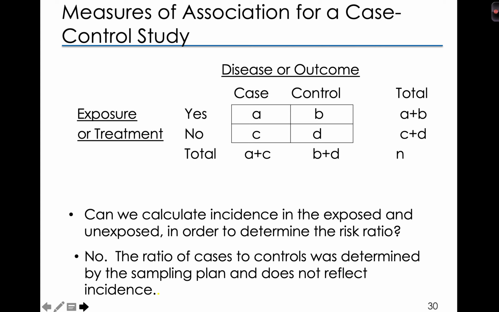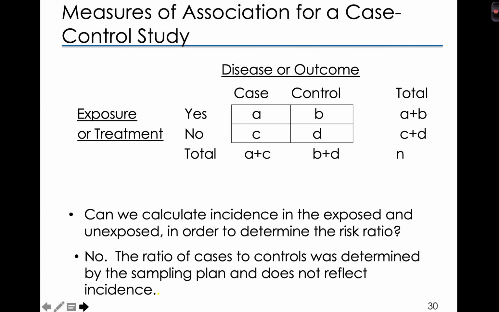So when we think about a case control study and we look at the same 2x2 table that we've thought about for cohort studies and randomized controlled trials, you can set up the four basic conditions for your study subjects in the same way. You can have the rows exposure or treatment, yes or no, and the columns disease or outcome, case or control.